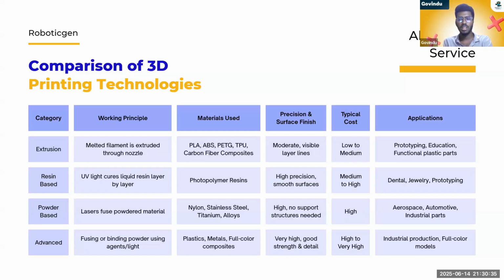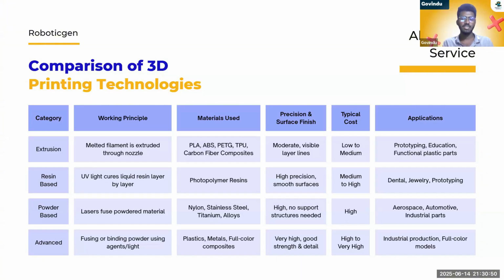And when we talk about the typical cost, extrusion is the lowest cost, low to medium. And when we talk about resin 3D printing, it goes medium to high.